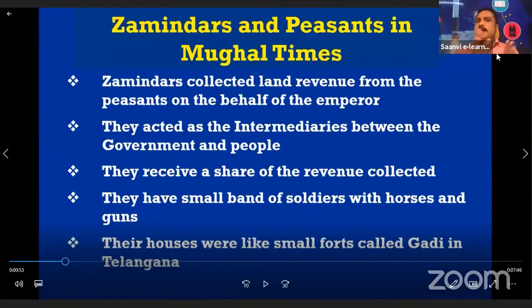Government is nothing but the emperor here. And they receive a small share of the revenue collected, which is beneficial for them too. They have a small band of soldiers with horses and some equipment like guns, so if anyone refused to pay the tax, these zamindars forcibly collected the tax from them. And their houses were called gadi.